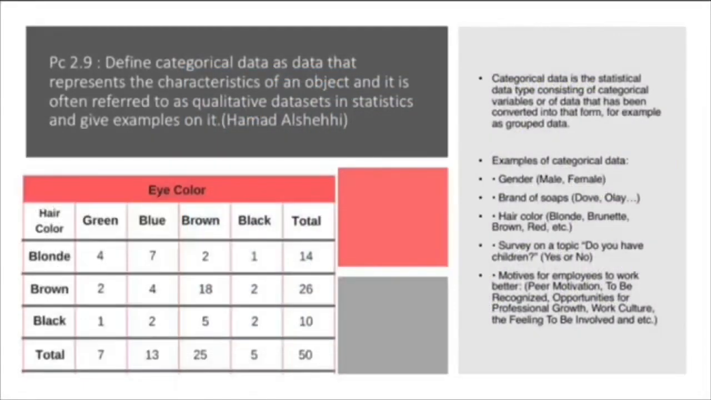Categorical data is a statistical data type consisting of categorical variables or of data that has been converted into that form, for example as grouped data. Examples of categorical data: gender, male, female; brand of soap, Dove, Olay; hair color, blonde, brunette, brown, red. Survey on topic: do you have children? Yes or no. Motives for employees to work better: peer motivation to be recognized, opportunities for professional growth, work culture, the feeling of being involved.